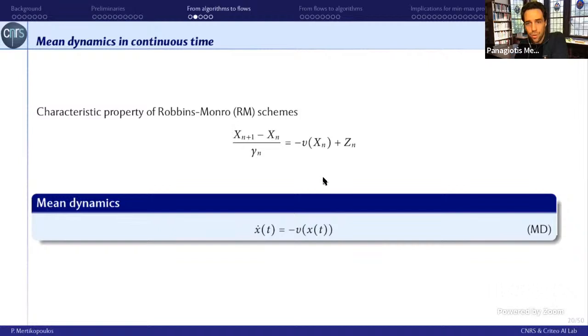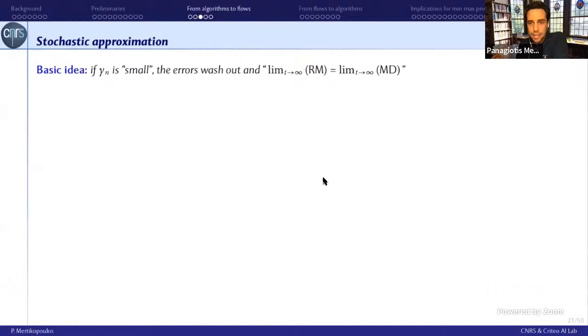All right. And the idea would be that if the step size of the method is small, whatever that means, and the noise and the various errors are suitably well behaved, then the limit of the discrete time Robbins-Monro algorithm would be the same as the long run limit of the underlying dynamics. How to make this into a precise definition?